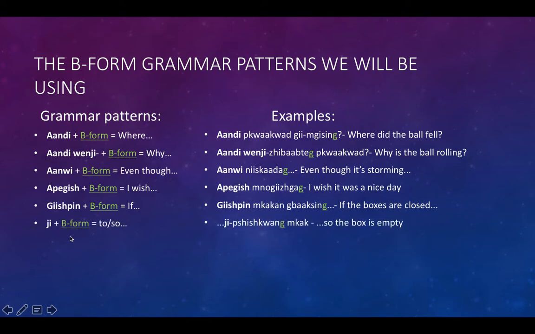Then we have J plus B-form equals to or so. J pshishkwang mkuk means so the box is empty. So from here we can see J is our first prefix. Then we have a hyphen going straight into the verb pshishkwan, it is empty, followed by our B-form suffix G, and then our noun mkuk, box.